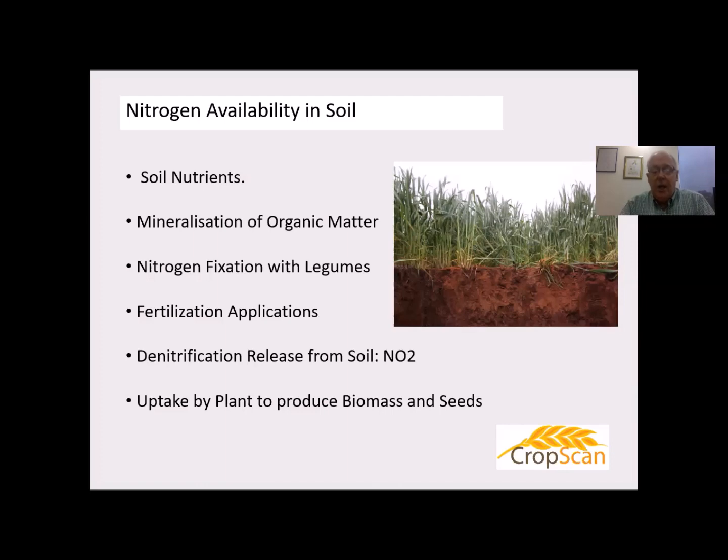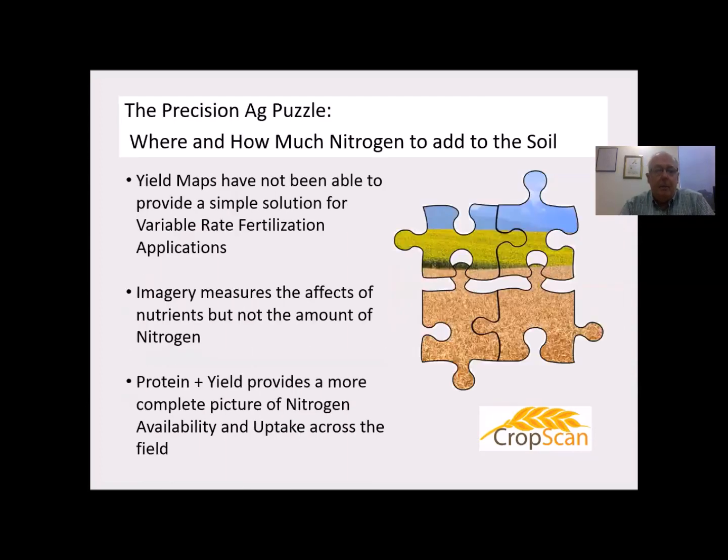So the fertilization is the opportunity to increase or change the available nutrients, especially nitrogen, in the soil. There's been a puzzle in precision agriculture of where and how much nitrogen to add to the soil. That really is what we're talking about, variable rate fertilization. Yield maps have not been a very reliable method of developing variable rate fertilization prescriptions. Some years they work, and some years the data flips, and so you get the reverse situation.